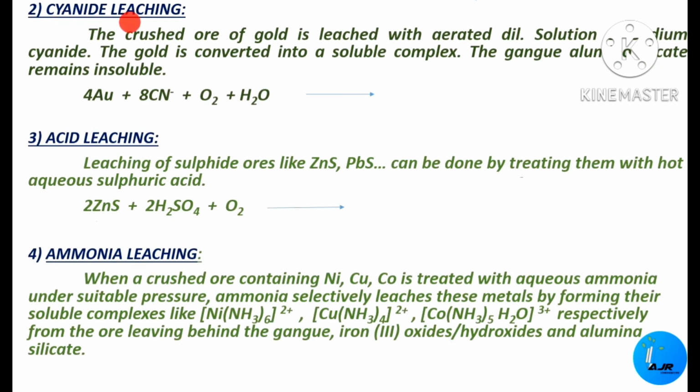So the next method is cyanide leaching. Here the crushed ore of gold is leached with aerated dilute solution of sodium cyanide. Here we are making use of sodium cyanide, and gold ore is taken, crushed and leached with aerated dilute solution of sodium cyanide. So the gold is converted into a soluble complex, and the gangue, the impurities like aluminosilicate, remains insoluble.